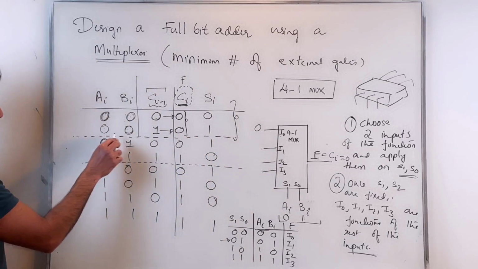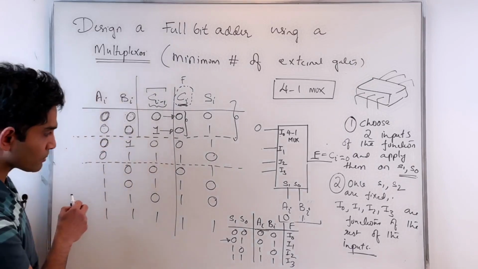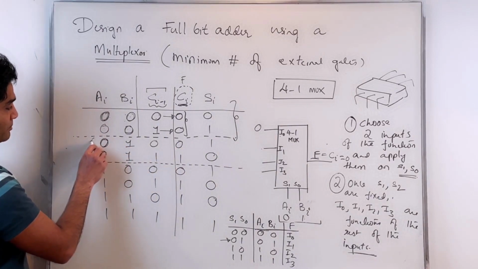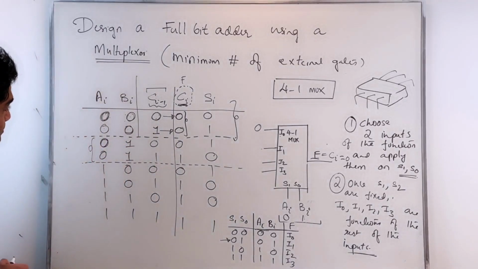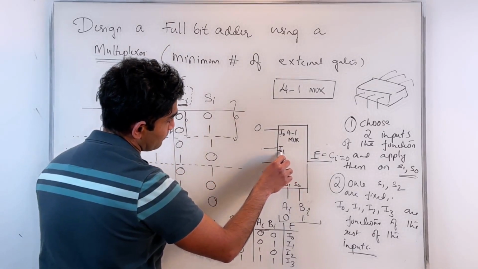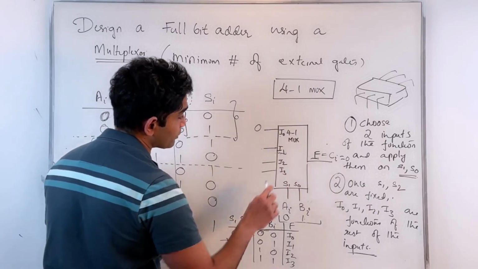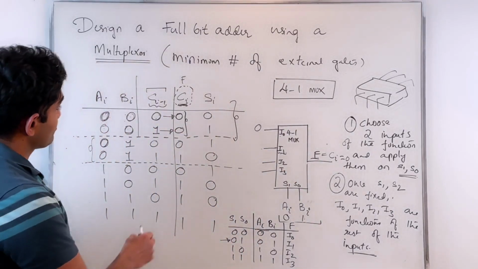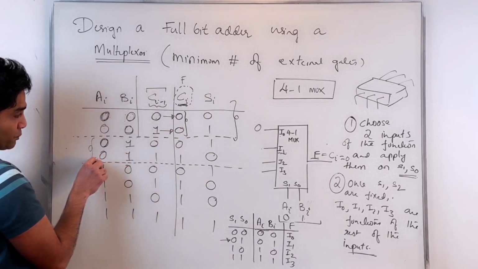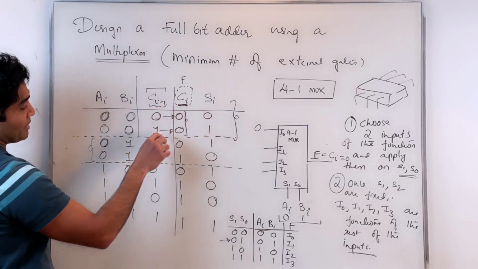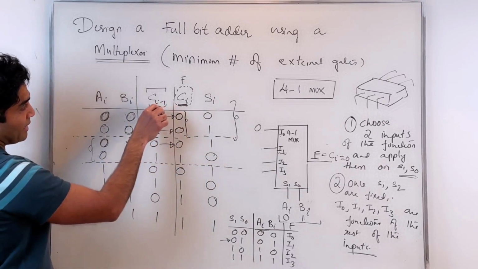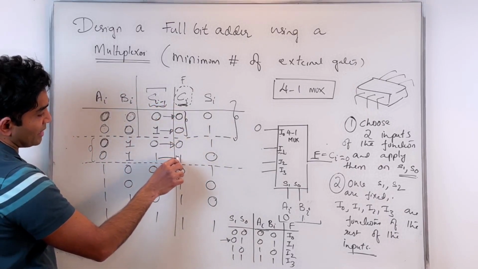My Ai and Bi, my Ai is 0, is that right? Yeah, my Ai is 0, Bi is 1, so that corresponds to these instances. What is my Ci? Now what I have to apply here depends on Ci minus 1 only. And I can see here, right? When Ci minus 1 is 0, my Ci is also 0. Ci minus 1 is a 1, Ci is also 1.